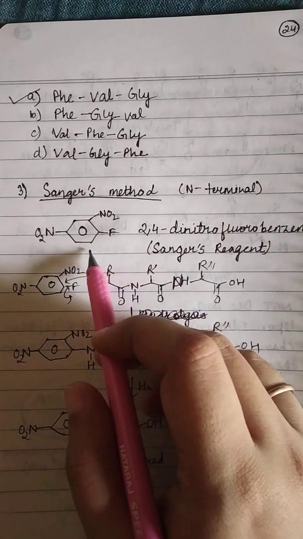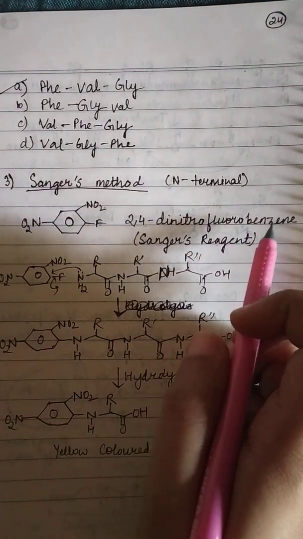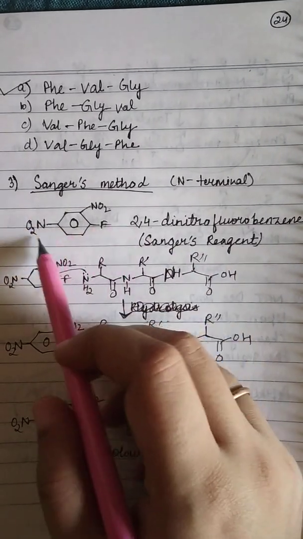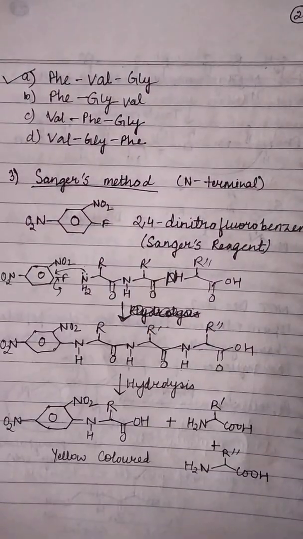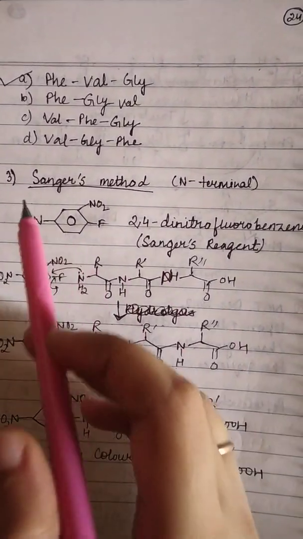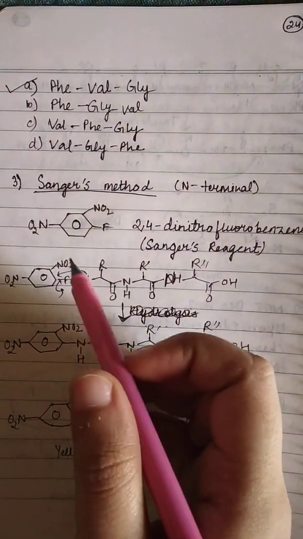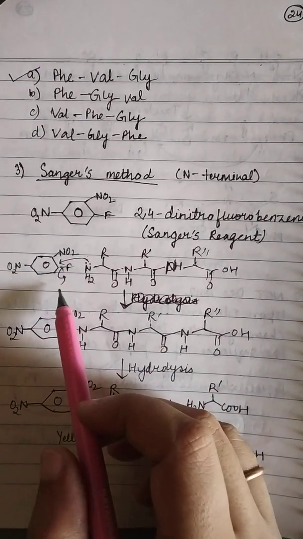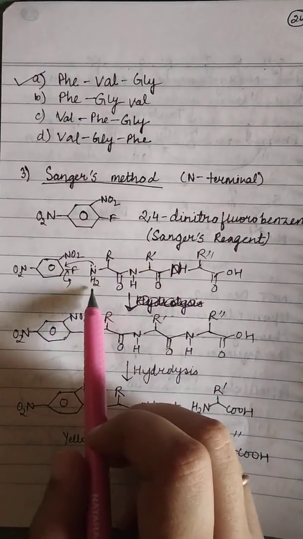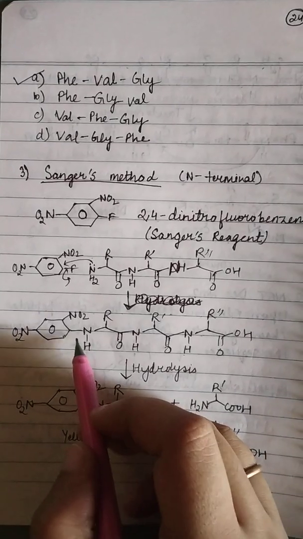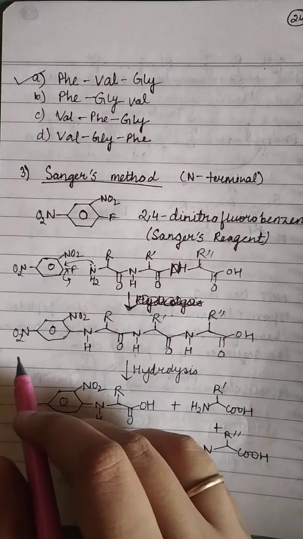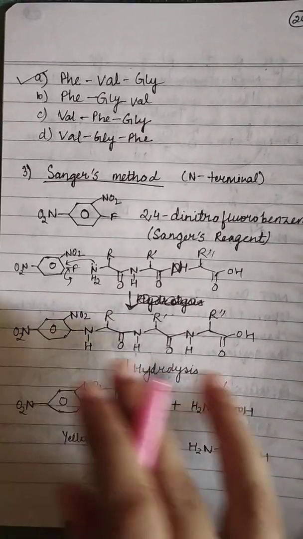So in this method we use 2,4-dinitrofluorobenzene, which is also known as Sanger's reagent, and this is the structure of Sanger's reagent. So when this is added to the peptide chain, it attaches to the amine group, which is the N terminal, and HF is removed, and this structure is formed, right?